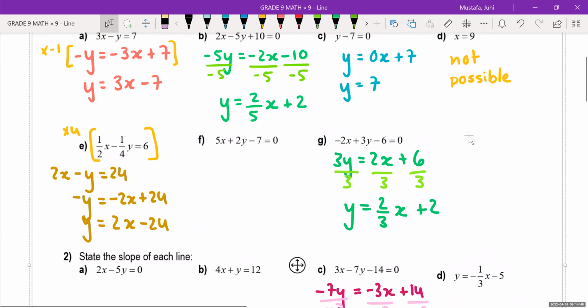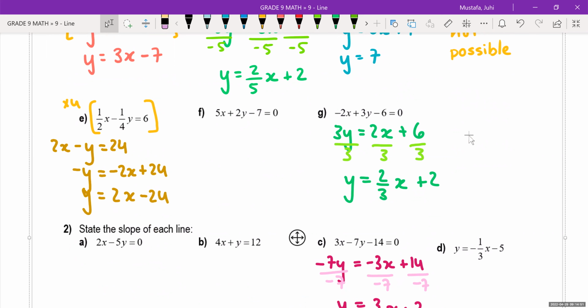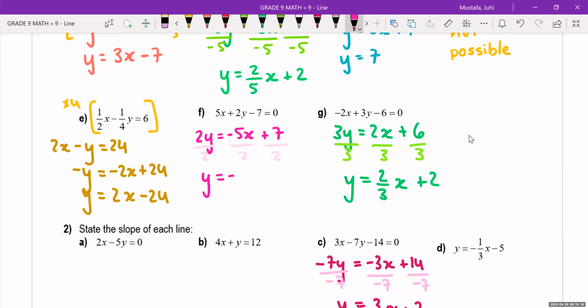Let's try question F. For question F, I'm going to keep the 2y on the left-hand side. I'll move the 5x over to the other side. I'll move the negative 7 over to the other side. And then what am I going to divide every single term by to get rid of the 2? Good, so it's going to be 2, 2, and 2. 2 divided by 2 is just a 1. Can't divide this, so it's negative 5 over 2x, and this is just going to be positive 7 over 2.